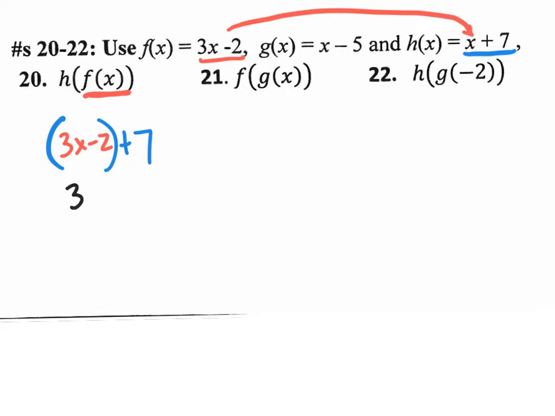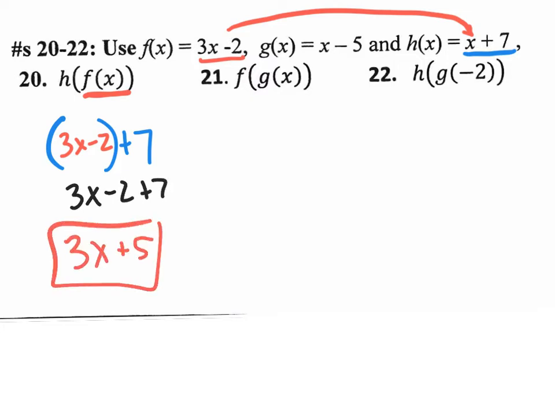So what I really have is 3x minus 2 plus 7. The final answer will be 3x plus 5. That's the answer for number 20 when you plug your f function into your h function. The other video will show number 21. I'm jumping to 22. I like these even better than the one we just did.